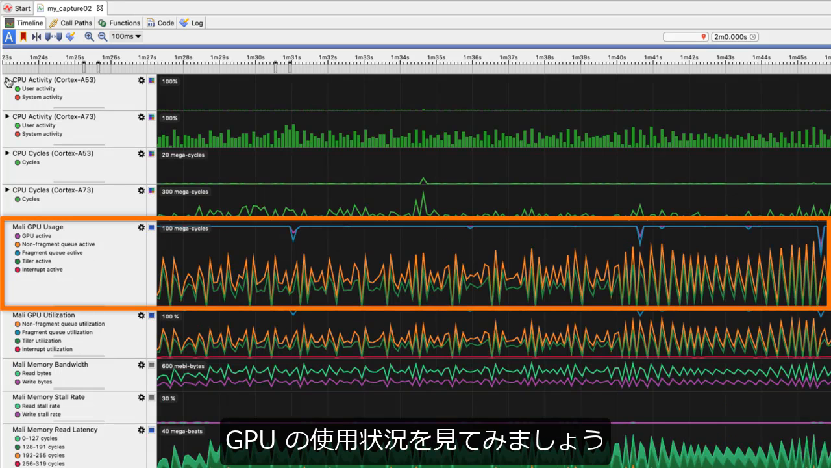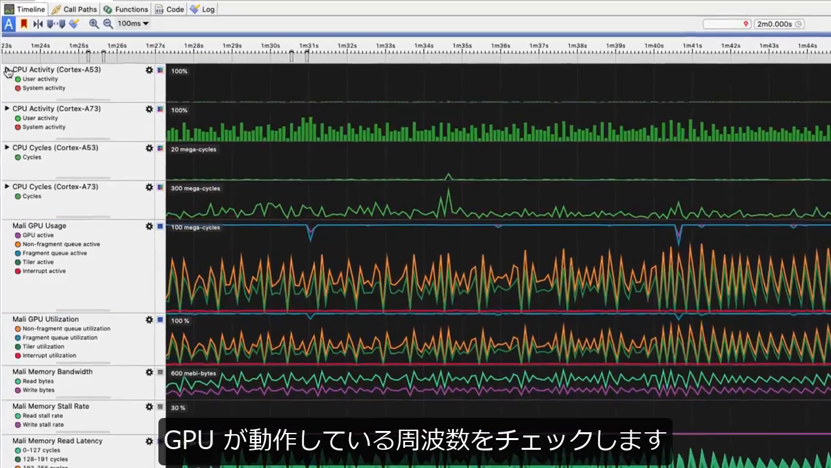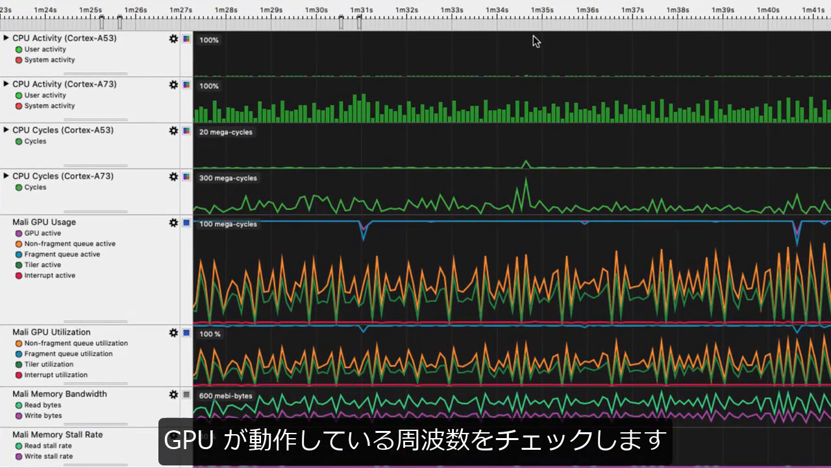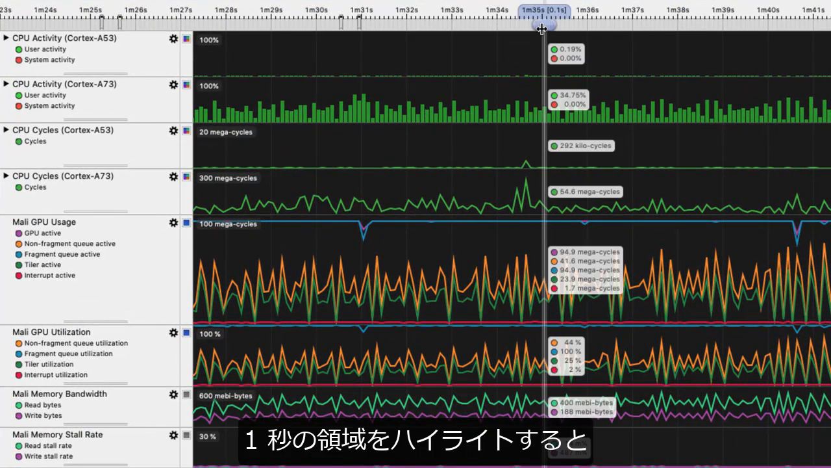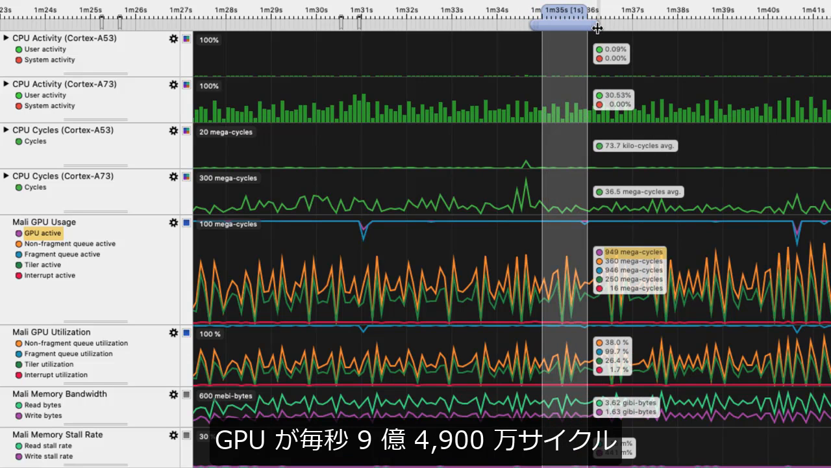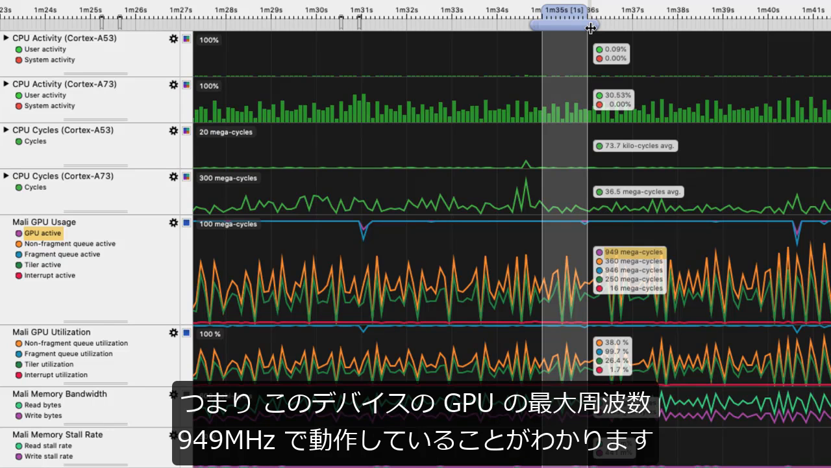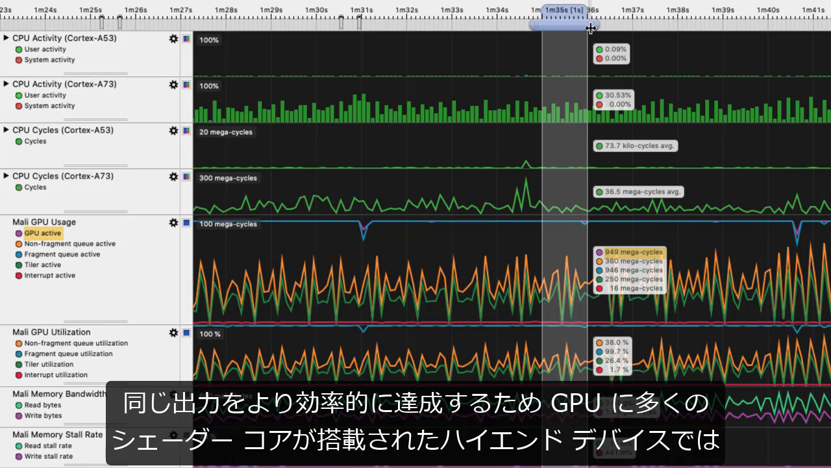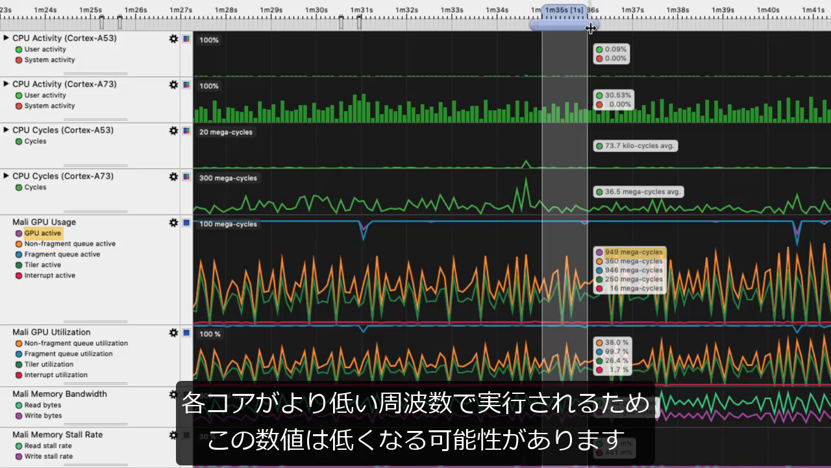Let's look at the GPU usage. It's useful to check what frequency the GPU is running at. If we highlight a 1 second region here, we can see that the GPU is active for 949 million cycles per second. That's 949 MHz, which is the maximum frequency for the GPU in this device. On a higher-end device, this number might be much lower, as the GPU might have more shader cores, each running at a lower frequency to achieve the same output more efficiently.